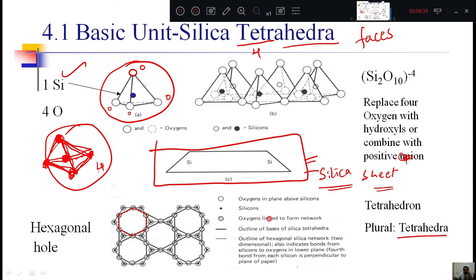Right? Then here some points are there. This is what you need to remember. That is a basic unit. The first one is the silica tetrahedra. In this one, you will have a silicon at the center surrounded by 4 oxygens. Such units of silica tetrahedra together form many units, and that is called a silica sheet.